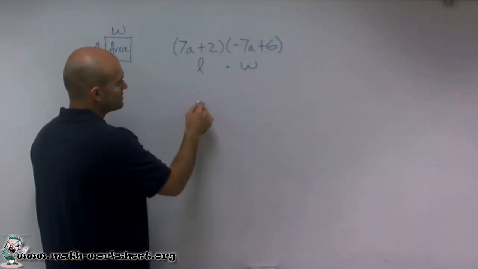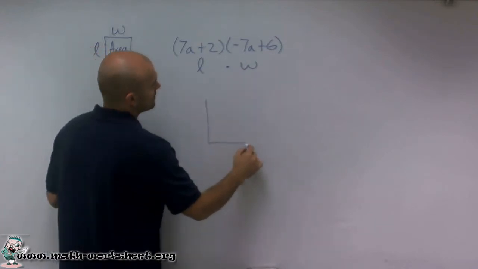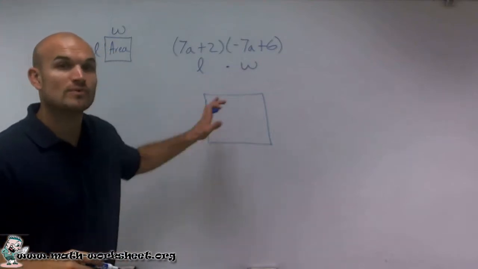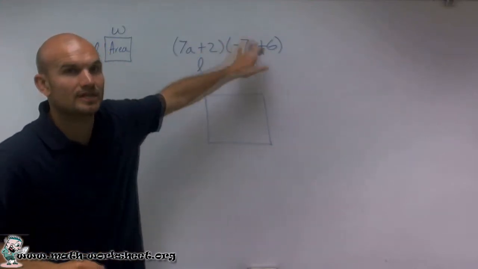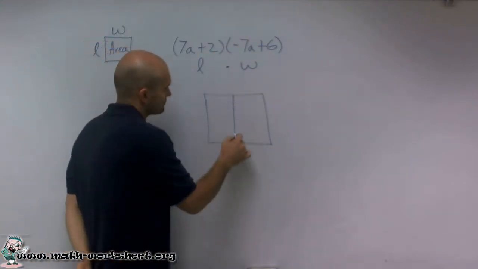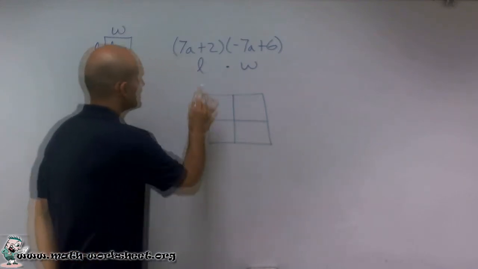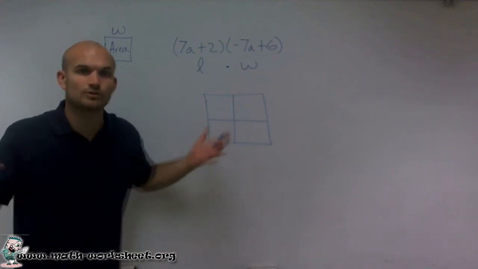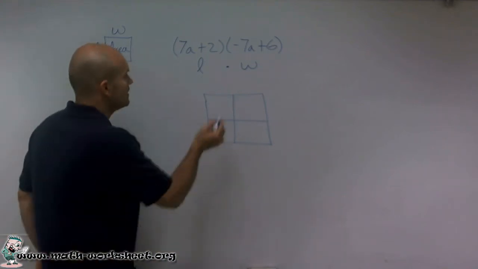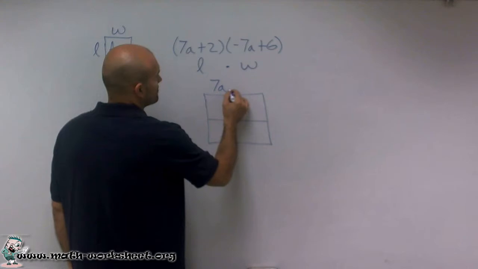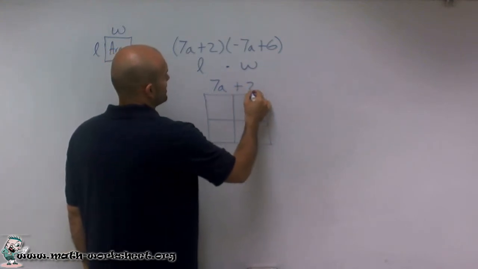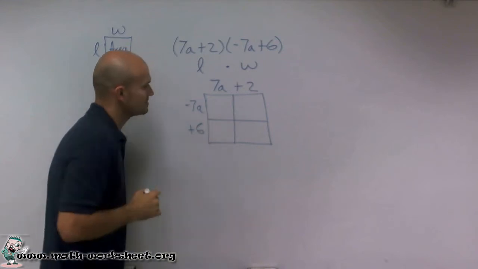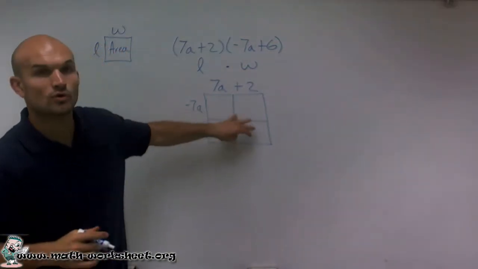So I'm going to use a rectangle to help us represent the multiplication of these two binomials. Just like I said, if the length is 3 and the width is 4, you would multiply 3 times 4, right? Well, here I'm going to break this up into 7a plus 2 and negative 7a plus 6. Now I've broken them up like this.